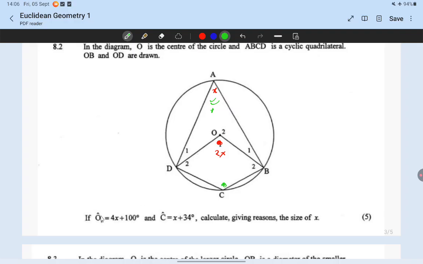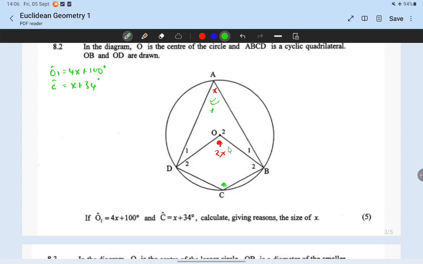So we are given that our O1 is given by 4x plus 100. So our O1 is equal to 4x plus 100. And also our C is equivalent to x plus 34. Right. So what is the question? Calculate, giving reasons, the size of x. So now if you are asked to find the size of x, what you have to do is make the equation that is relating the two angles that you have, right?